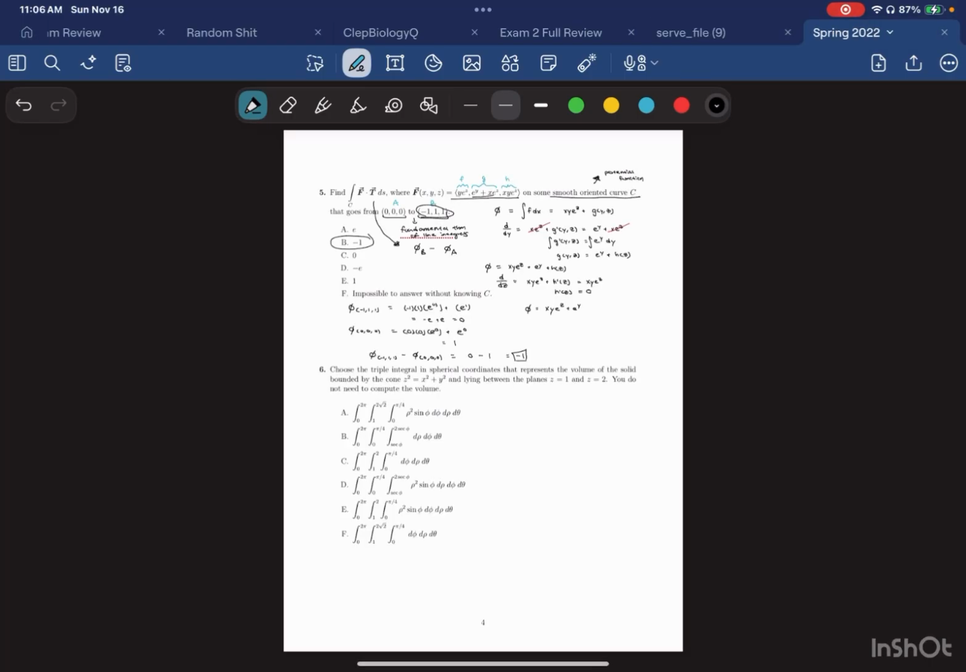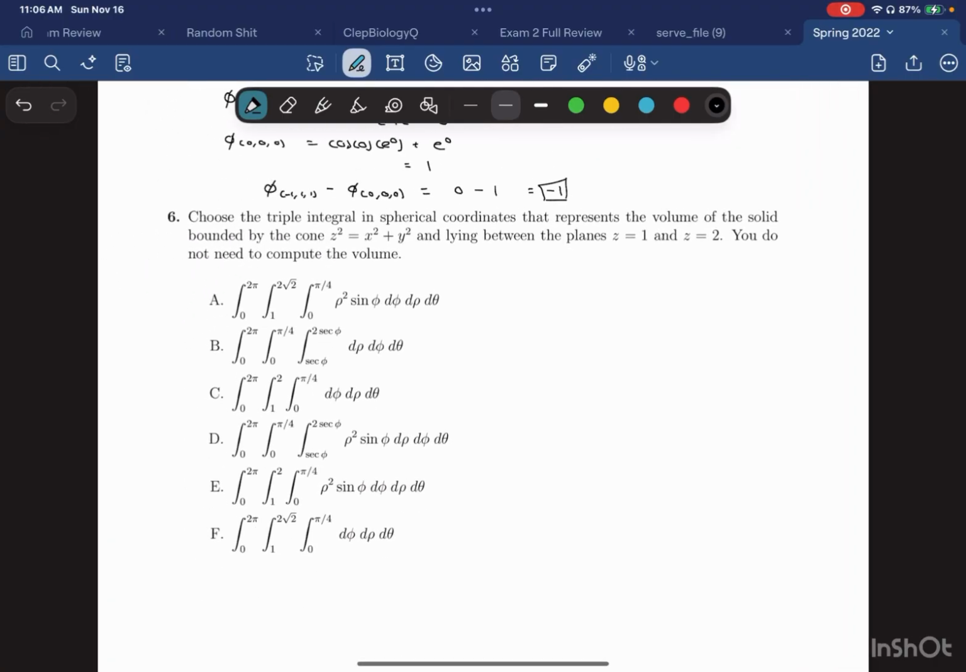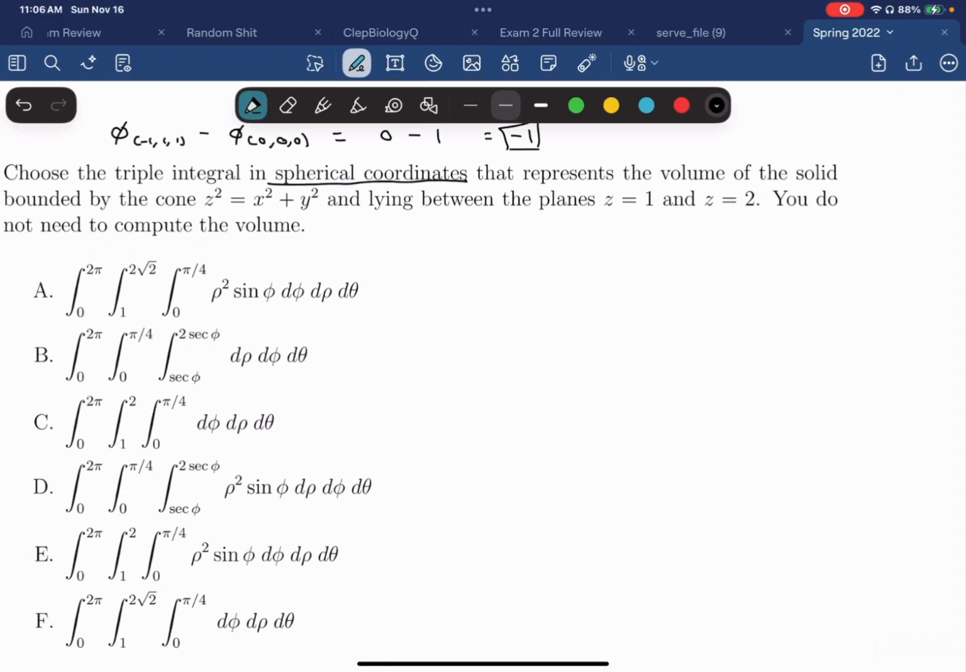Number 6. Choose the triple integral in spherical coordinates that represents the volume of a solid bounded by this cone lying between the planes z equals 1 and z equals 2. You don't need to compute the volume. So remember when you transfer to spherical coordinates, that dV that we have in rectangular becomes rho squared sine phi d rho d phi d theta. I drew that weirdly.